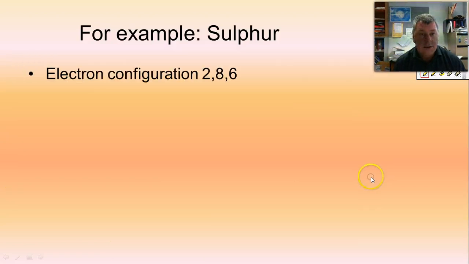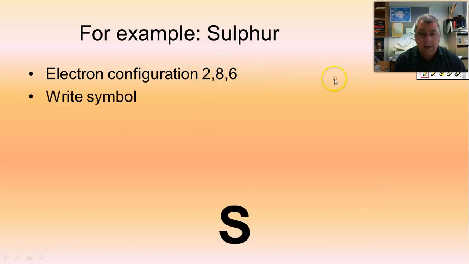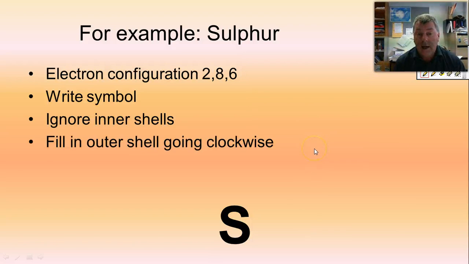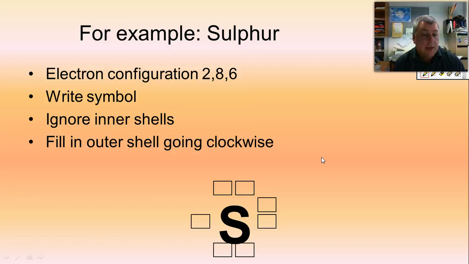And we'll use sulfur as an example. Its electron configuration is 2, 8, 6. So we're not worried about these 10 electrons here, we're only worried about the outer shell electrons. You write the symbol S. Hopefully we memorized our symbols, or we can look it up in the periodic table. We're ignoring the inner shell and the nucleus, and so we fill in the outer shell going clockwise. Now if I click this, something should happen. There's our boxes that we would put dots in representing the electrons, and there should be 8 positions where they can go because there's potentially 8 electrons in the outer shell.